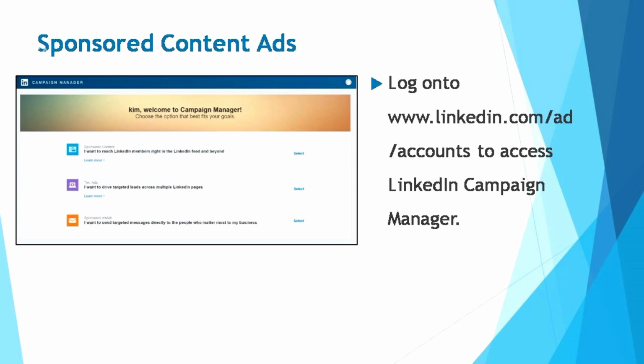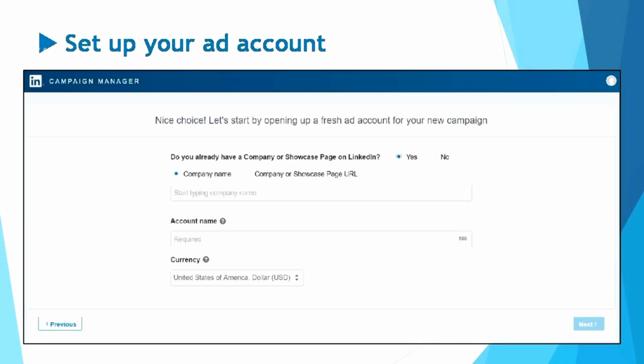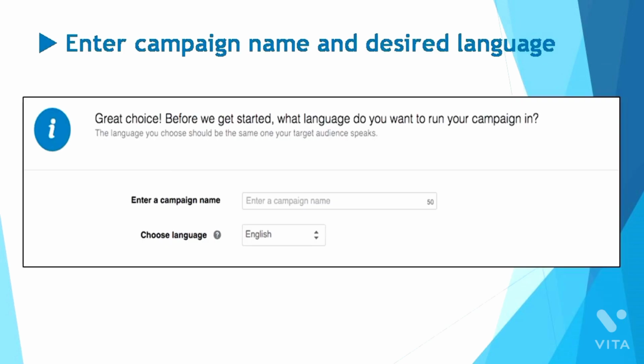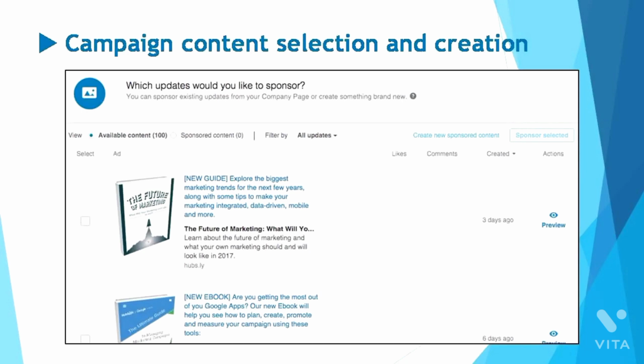Then add in some basic account information for your new campaign, your company name, your account name, and select your preferred currency. So now you'll be customizing your campaign, whereby you need to enter a name for your campaign as well as a desired language. Then it's time for you to move on to the content selection and creation for your campaign. LinkedIn will offer a list of available contents where you can browse, choose, and determine what content you'd like to sponsor. Campaign Manager enables you the choice to either sponsor existing updates or create a new sponsored update.